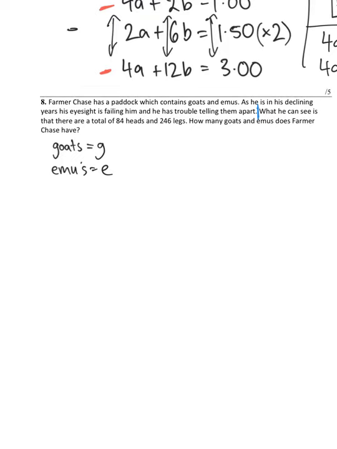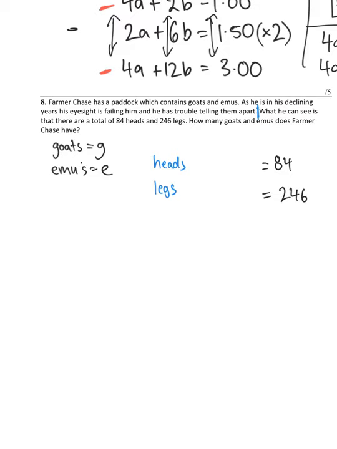So if you think about our animals, guys, we can make two equations. One can be in relation to the heads, and the other equation can be in relation to the legs. So if we're thinking about the heads, the total heads that he sees, he sees 84 heads. In relation to the legs, he sees 246 legs. So it's going to equal those amounts.